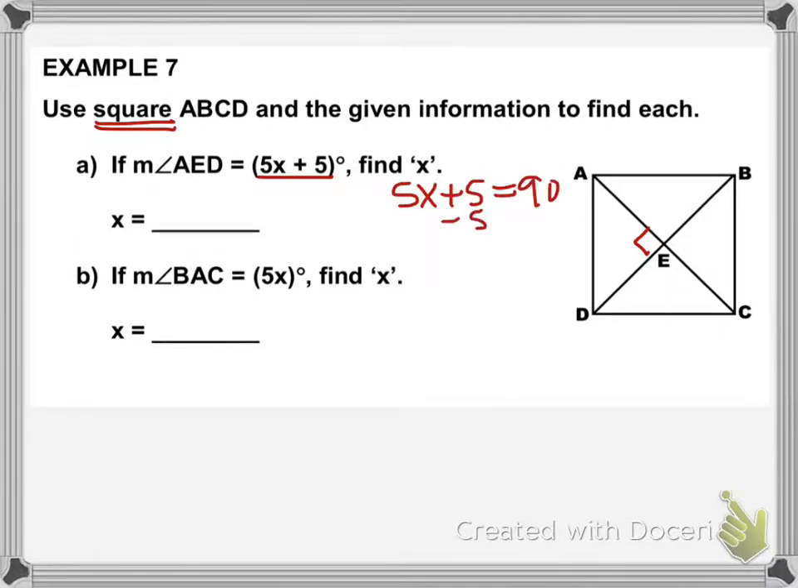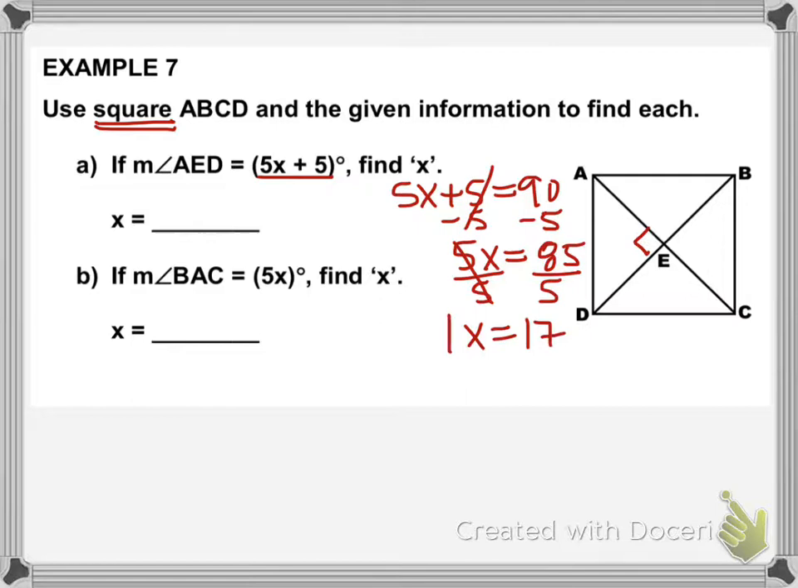We'll subtract 5 from both sides to get the constants on the right. 5x equals 90 minus 5 is 85. And then we'll divide both sides by 5. So x equals 17 for part A.